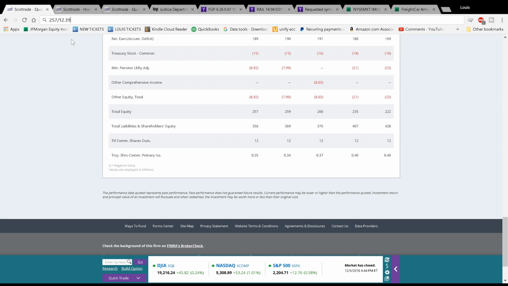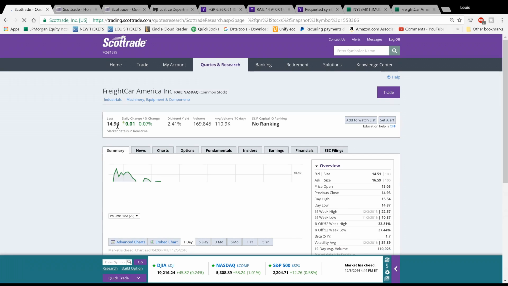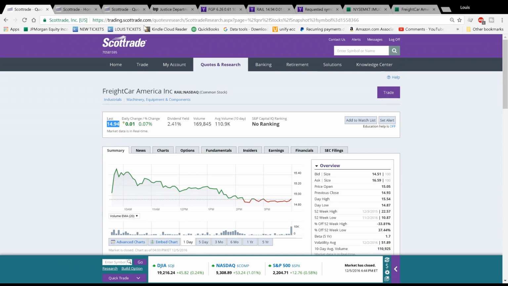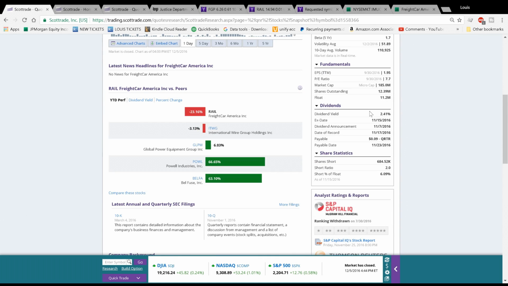So what that means is that if we were solely judging the share price based on what the company is worth, the share price would be $20.74. And yet the price of the company is $14.94 a share. And you can see that we got that number by taking the total equity and dividing it by the amount of shares that exist in the marketplace, which is 12.39 million.